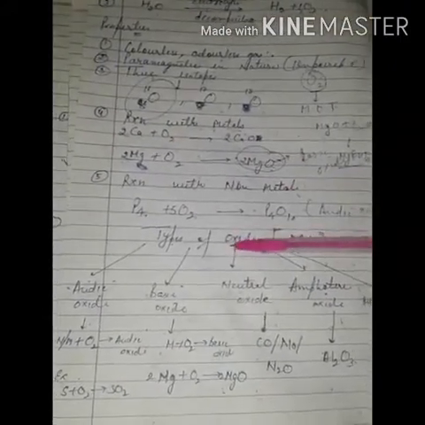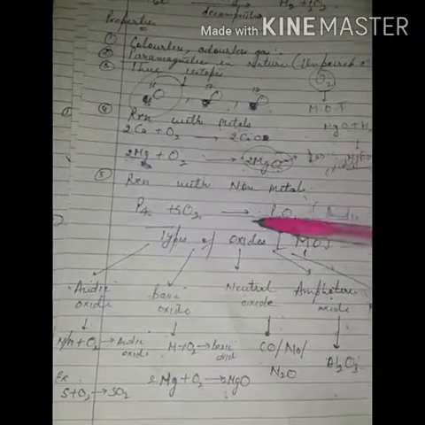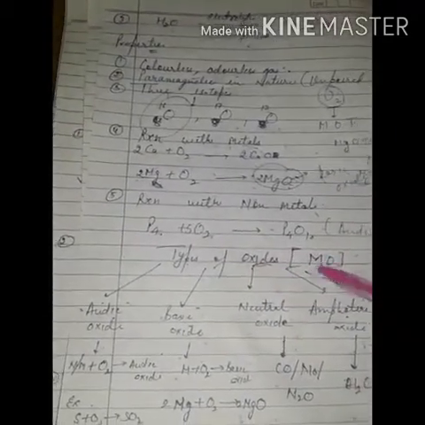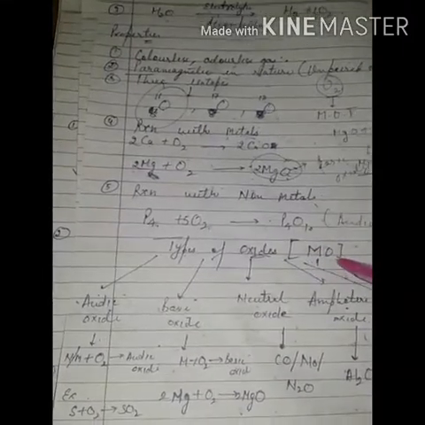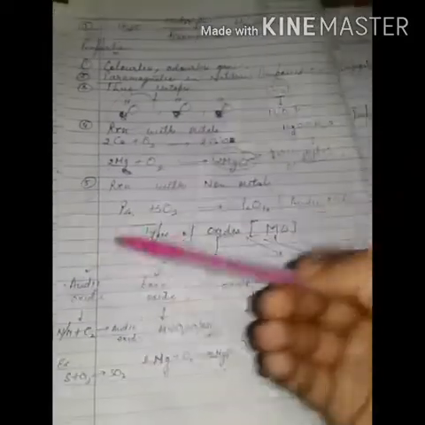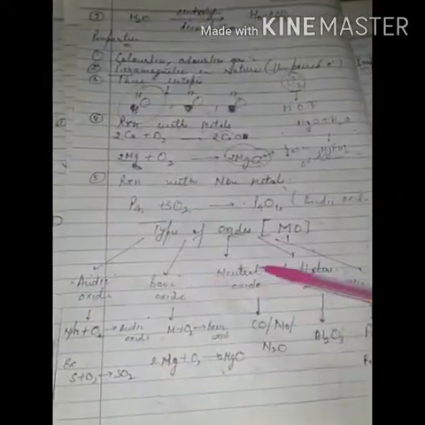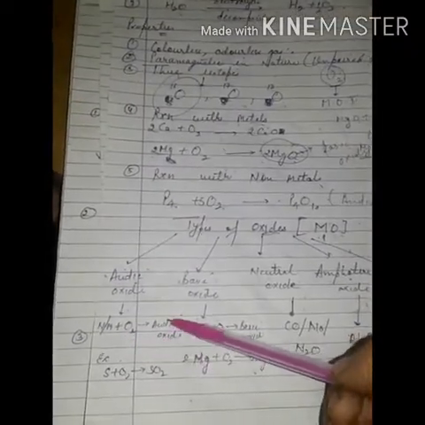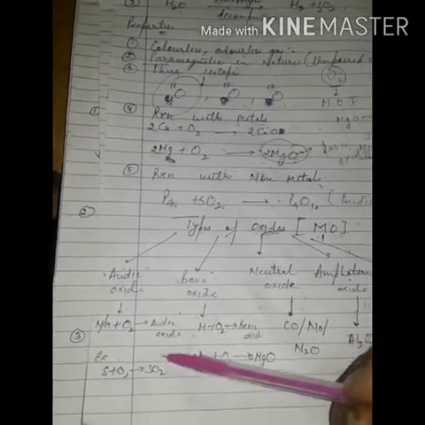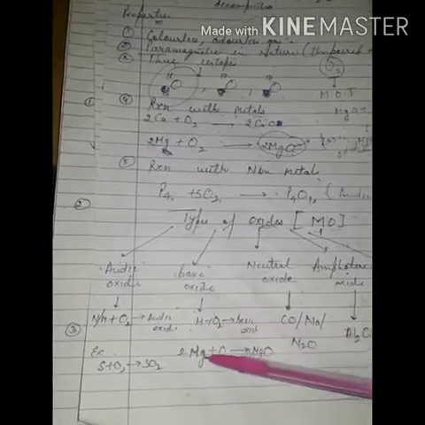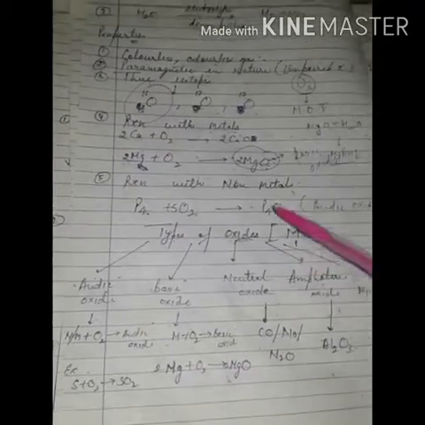Now let us see how many types of oxides are there. An oxide means a binary compound of an element with oxygen, that is MO. Group number 16 exhibits various types of oxide, namely acidic, basic, neutral, amphoteric and mixed oxide. Acidic oxide is generally formed by a non-metal combining with oxygen, for example sulfur dioxide. Basic oxide is given by metal and oxygen, for example magnesium plus oxygen gives magnesium oxide, which we covered here also.